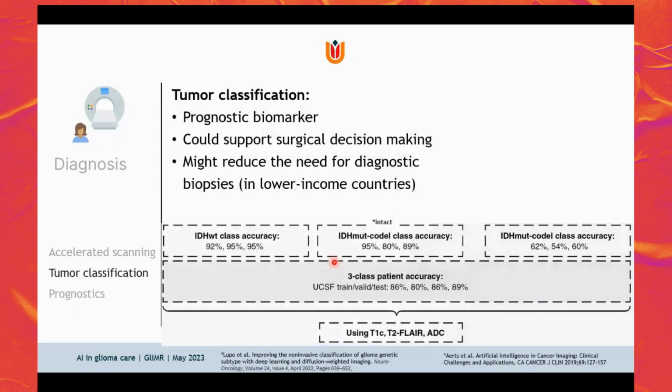A second objective within the diagnostic area would be to predict the tumor classification before surgery. This could be used as a prognostic biomarker or perhaps to support surgical decision making. And in lower income countries, it might also reduce the need for diagnostic biopsies. For this task, as was also shown earlier this week, we're starting to get quite good at predicting the IDH status, but for other subtypes, there's still quite some room for improvement and perhaps a need for advanced MRI to get better at this.